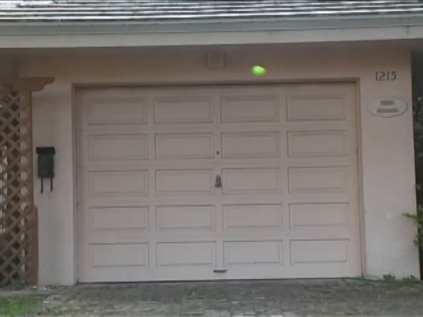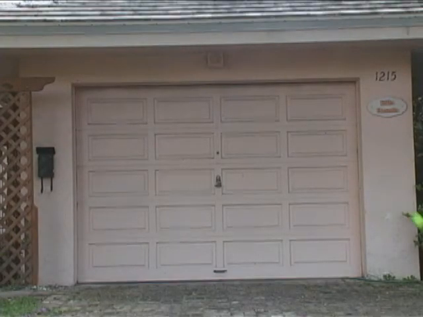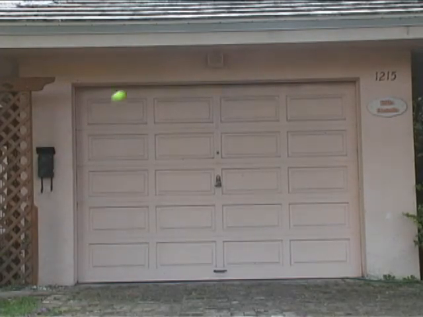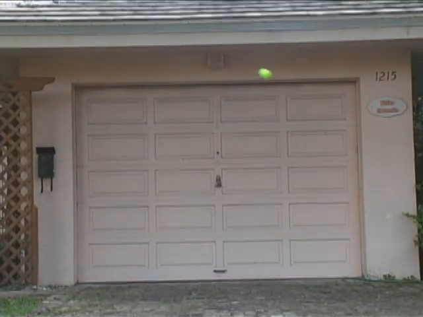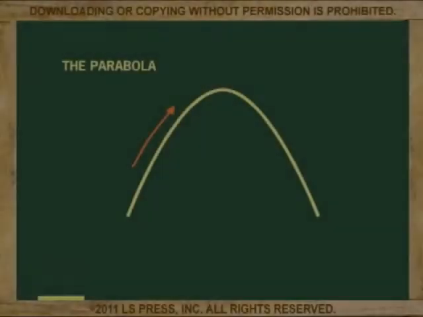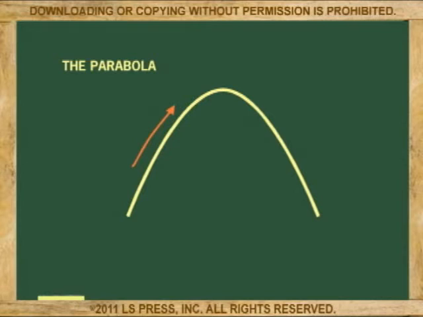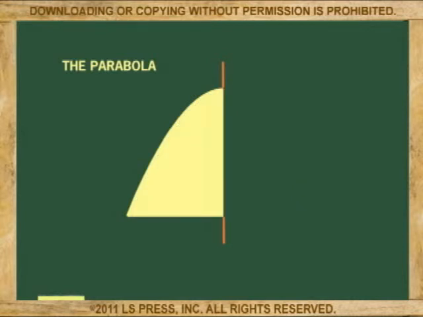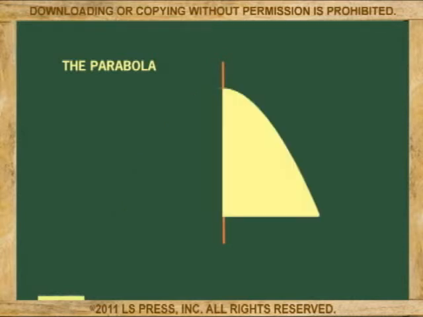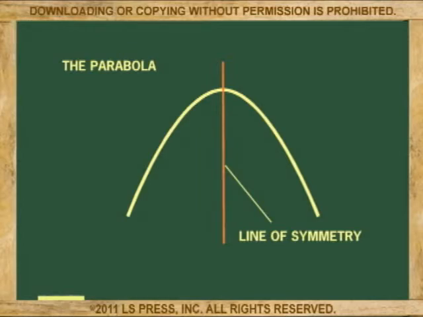In physics, it is the path created by the force of gravity on an object thrown, disregarding, of course, any other forces such as wind. So a parabola must turn at some point, and after it turns, it repeats the same path going in the opposite direction. That is why the path of a parabola is symmetrical. The area of this half is identical to the area of this half. And of course, the center line is called the line of symmetry.